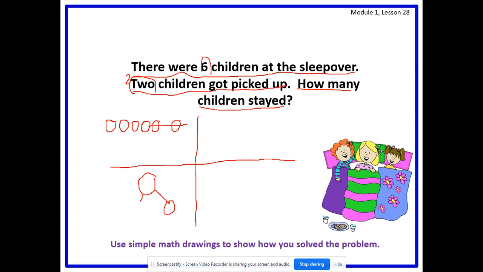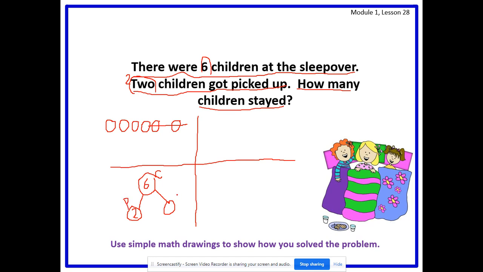And remember, what did we say was our whole number? Get ready. Yes, 6. These were the 6 children at the sleepover. So we're going to put a C for children. How many got picked up? Get ready. Yes, 2. So we're going to put a P for picked up.